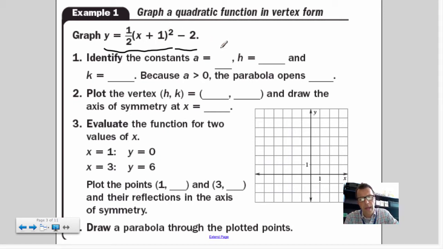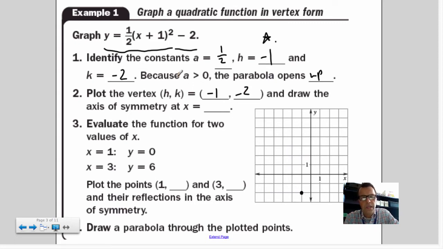So let's identify a to be 1/2. H here is -1. Again, put a little star here, that -1, even though it says plus 1, but we're familiar with that from the absolute value. And k would be drop 2. Because a is greater than 0, the parabola opens up. And go ahead and plot the vertex at (-1, -2). That would be right here.